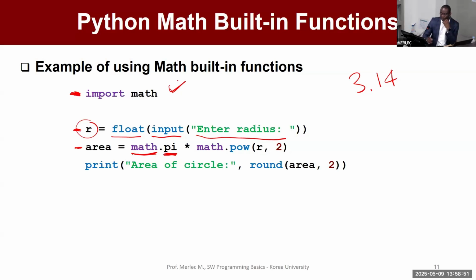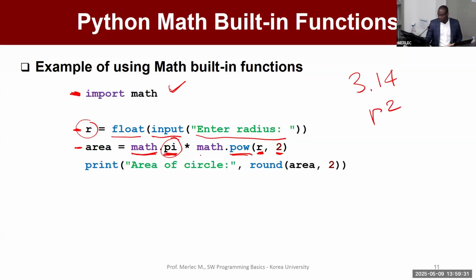So as long as we already imported the math module, we can use that. Here we can collect the value of pi, which is defined as a constant in the math module. Then we will multiply by the power of the radius. That means the square, the radius elevated to the power of 2. That's why we use the pow function that will calculate r to the power of 2.